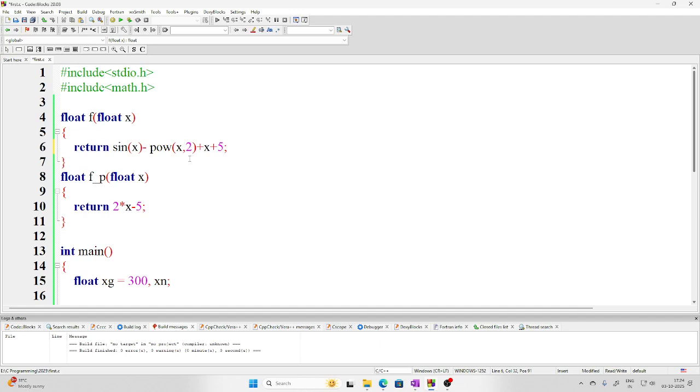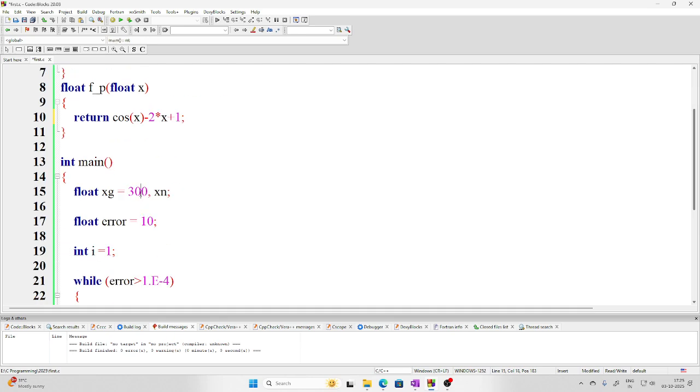So I have to find out its derivative. What is the derivative of sine x? It is cos x. Then what is the derivative of x square? It is 2x basically. So minus was there, so it is minus 2x. And then derivative of x is 1, derivative of 5 is 0.